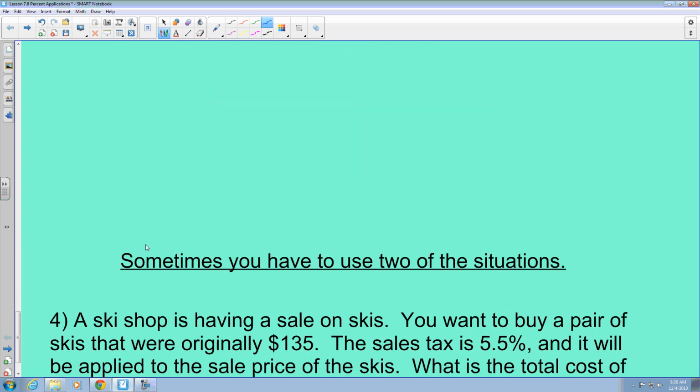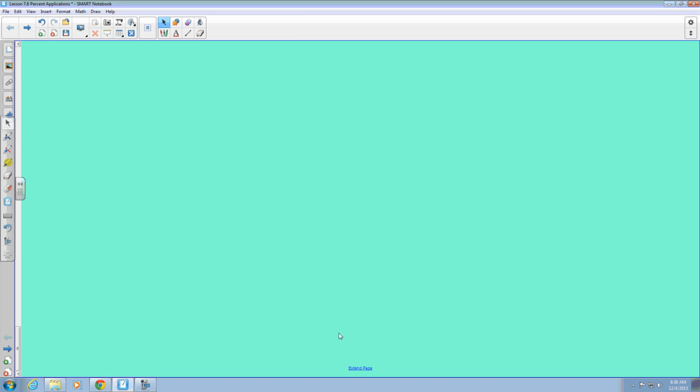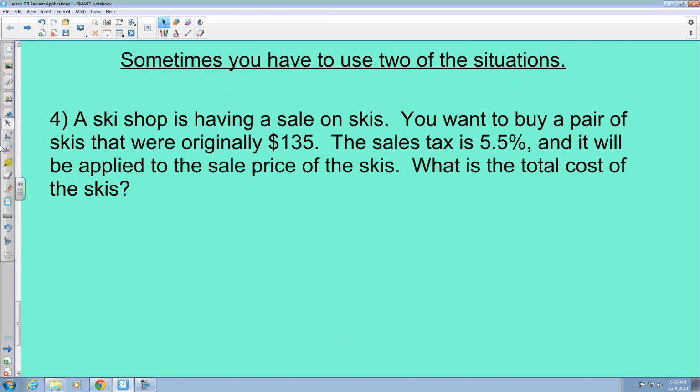Now, sometimes you have to use two of those situations in order to get your answer, similar to this example. It says a ski shop is having a sale on skis. You want to buy a pair of skis that were originally $135. The sales tax is 5.5% and it'll be applied to the sales price of the skis. What is the total cost of the skis?